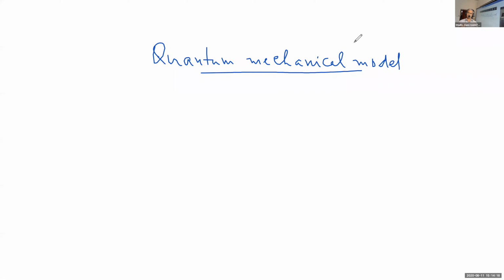So the electron also has a particle and wave dual character, and the quantum mechanical model is based on the particle-wave dual character of electrons. According to this theory, an orbital is a wave function that is based on particle-wave duality.